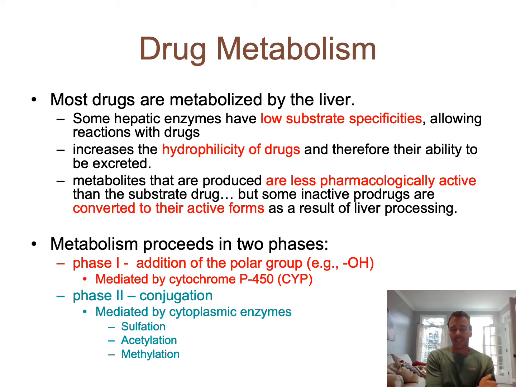There are two general phases where this metabolism of drugs occurs in the liver. Phase 1 is the addition of polar groups, for example, a hydroxyl group. These are mediated by cytochrome P450 enzymes. You'll see it abbreviated as CYP. Phase 2 is conjugation. The partially metabolized drugs are then conjugated. It's mediated by enzymes in the cytoplasm. You can get sulfation, acetylation, or methylation, for example.